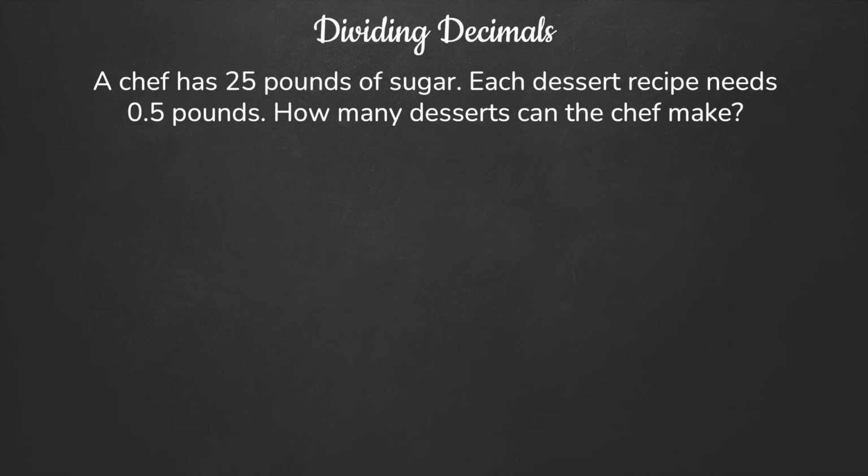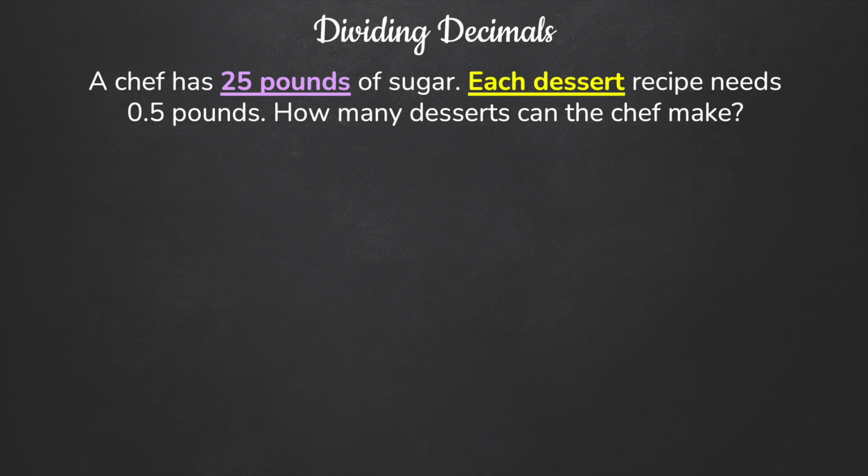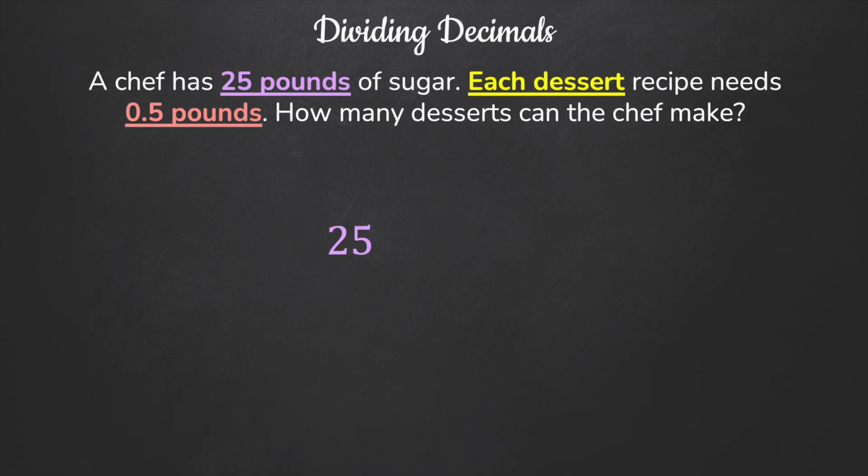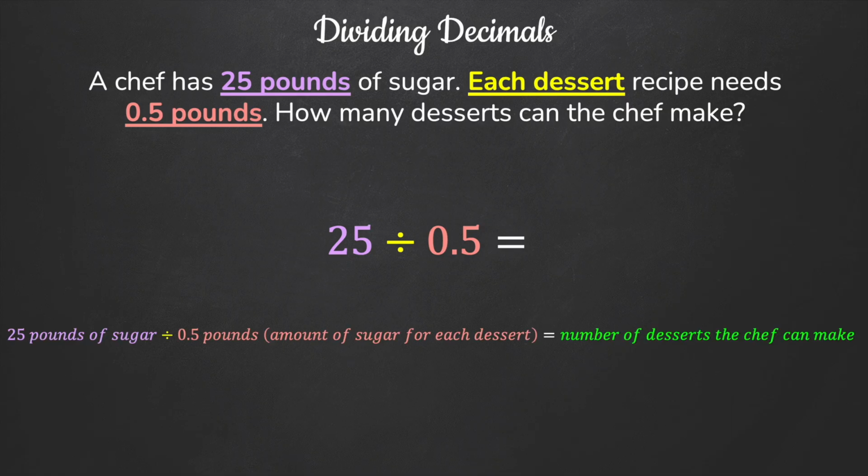Here we have our next example, which says a chef has 25 pounds of sugar. Each dessert recipe needs 5/10 pounds. How many desserts can the chef make? So we know that the chef has 25 pounds in sugar. We know that each dessert has the same amount, which is 5/10 pounds. So we're going to take 25 and divide that by 5/10. And what we're doing here is we're taking the total sugar, dividing it by the amount of sugar each dessert takes to figure out the number of desserts the chef could make.